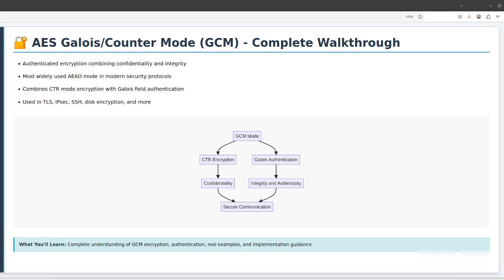In this presentation, we will explore every aspect of GCM in detail. We will understand what authenticated encryption means, how GCM combines CTR mode encryption with Galois field authentication, see complete examples with real data, and learn how to implement it correctly. By the end, you will have a thorough understanding of GCM without any ambiguity.